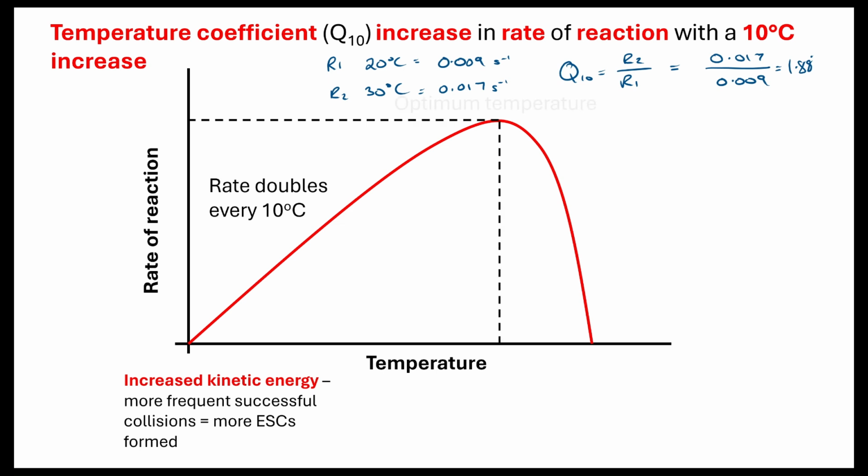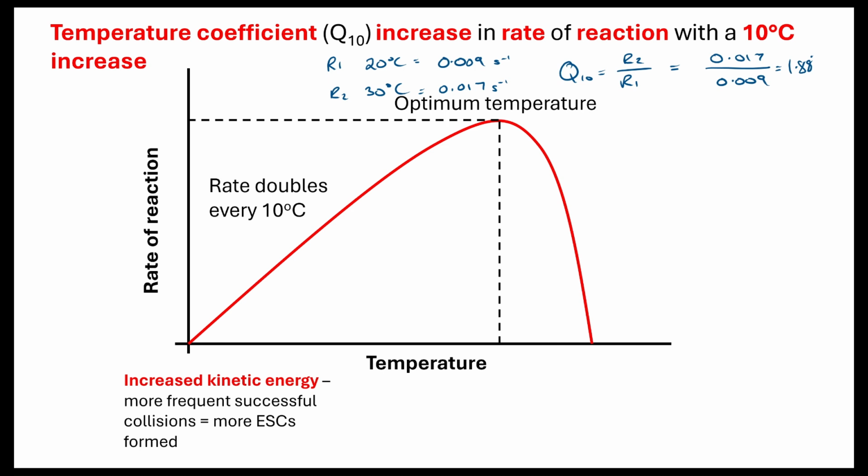Now, the key thing to note is as we increase the temperature, we will get to a point where we will see a peak in our graph. That is known as the optimum temperature. So the optimum temperature is where the rate of reaction is at its highest, and therefore the highest number of enzyme substrate complexes are being formed and the rate of the reaction is at its greatest.